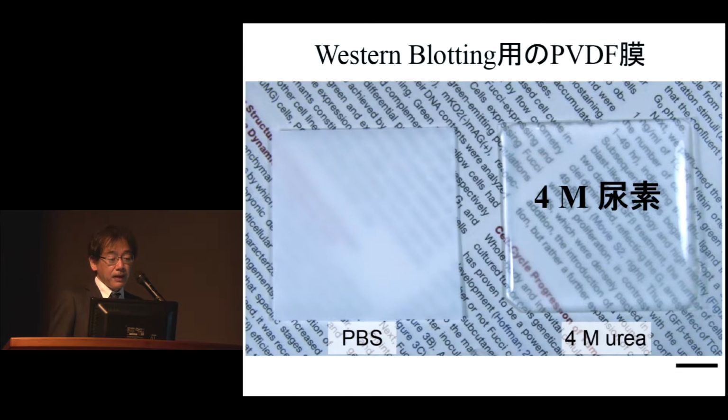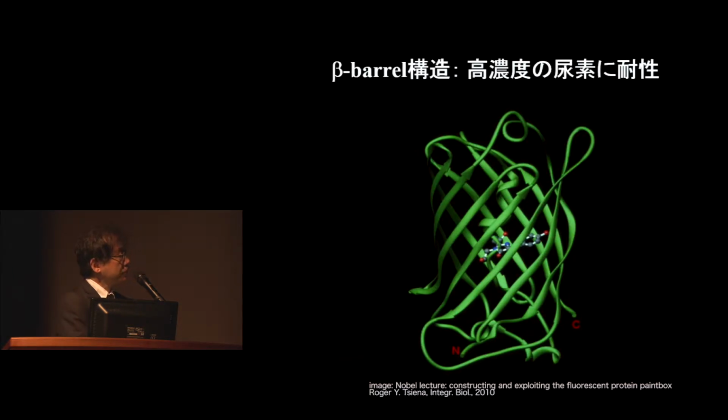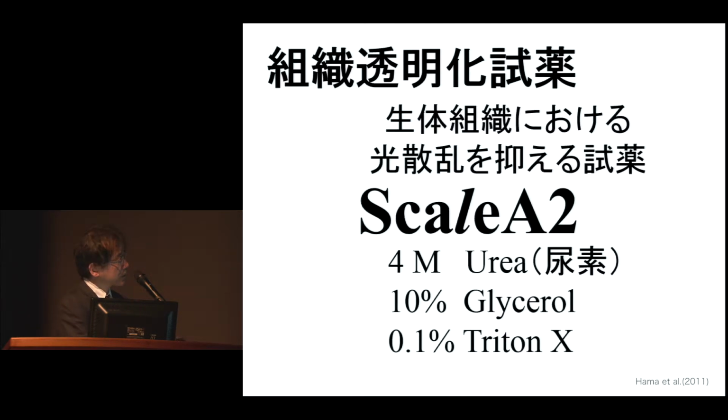So a long time ago, we discovered that the PVDF membrane for Western blotting became transparent when soaked in formaldehyde. And we knew that the beta barrel structure of fluorescent proteins is very tough and tolerant of high concentrations of urea. So these findings inspired us to develop a tissue clearing reagent, and we made ScaleA2, and the formula is very simple: formaldehyde and 10% glycerol and 0.1% detergent.